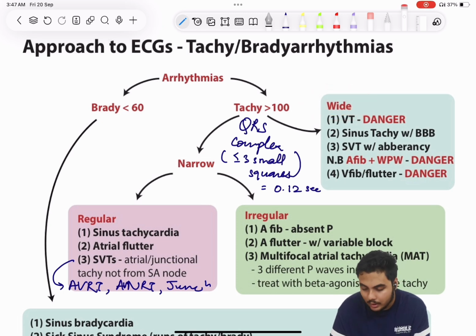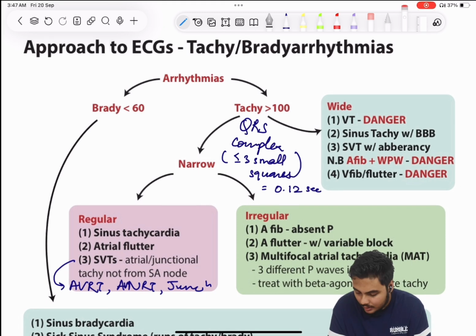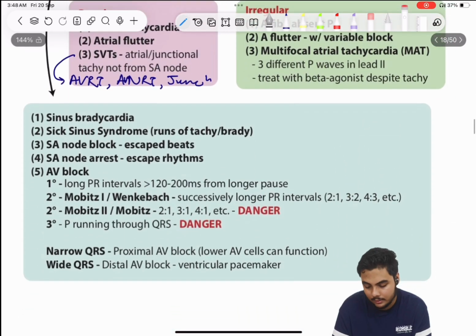Most commonly we will see only narrow complex tachycardia. So when the QRS complex is more than 3 small squares, we call it a wide QRS complex. The differentials can be ventricular tachycardia, ventricular fibrillation or flutter, and SVT with aberrancy, that is SVT with either blockade or bundle branch blockade, right? So if we have normal SVTs, then we put them under narrow QRS complex tachycardia. If we have a wide QRS complex tachycardia, then it can be SVT with aberrancy, that is with blocks, right? Now we'll look at them one by one, right?